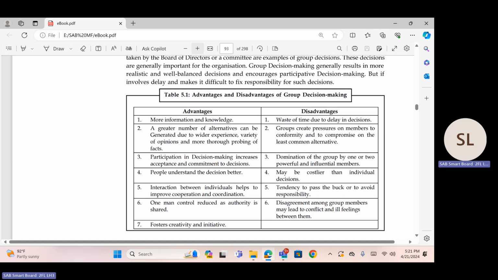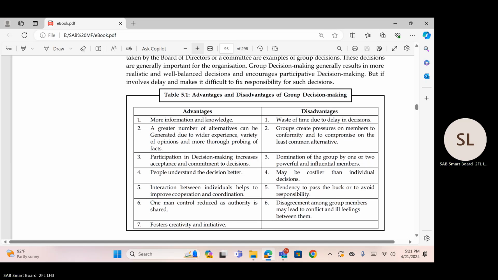More information and knowledge can be gained because different people are involved. That's what we identified in the earlier styles of decision. But this is not seen in the individual decision. Then the disadvantage of group decision making is that it is time consuming and wastes time. Individual decisions can be done quickly within a shorter period of time.